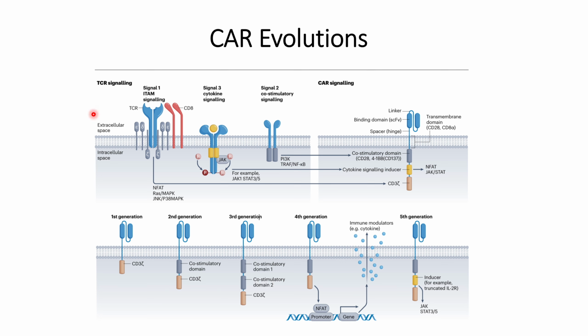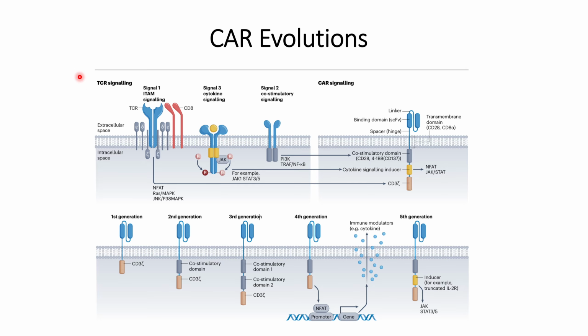naturally. One of the ways by which a T cell is activated is the TCR signaling, or T cell receptor signaling, and the major signaling factor is the ITAM signal, and these ITAM signals lead to the activation of intracellular signaling pathways such as NFAT, RAS, MAPK, JNK, P38 MAPK, and this occurs because of the dimerization of the zeta, and these things will cause the activation of the T cell receptors.